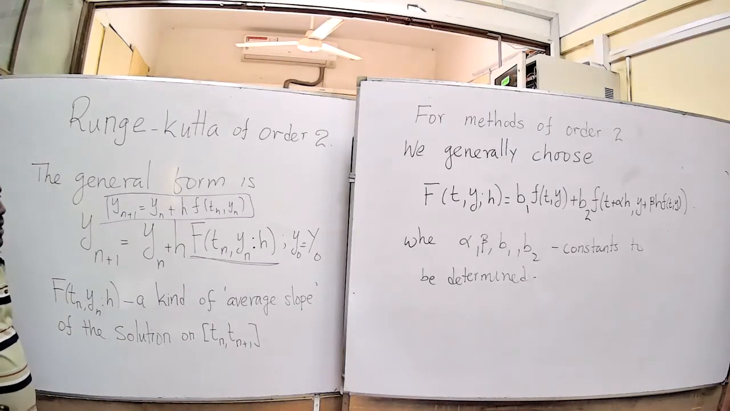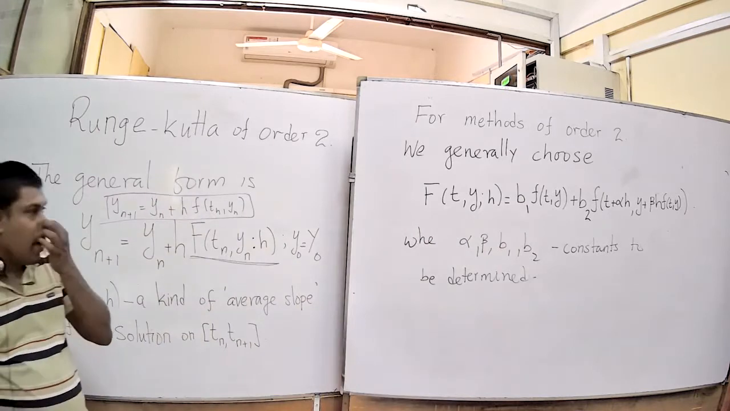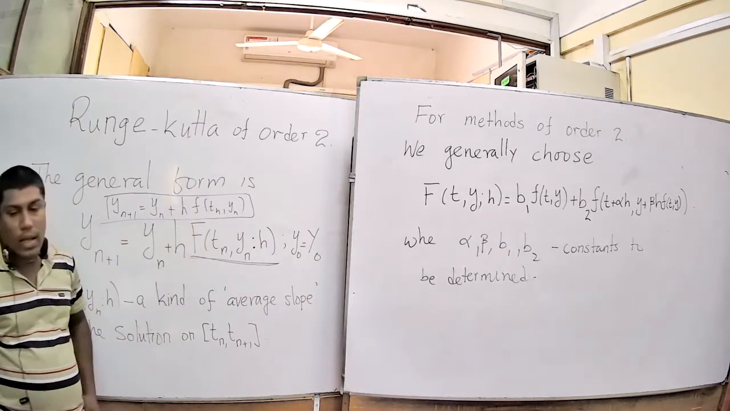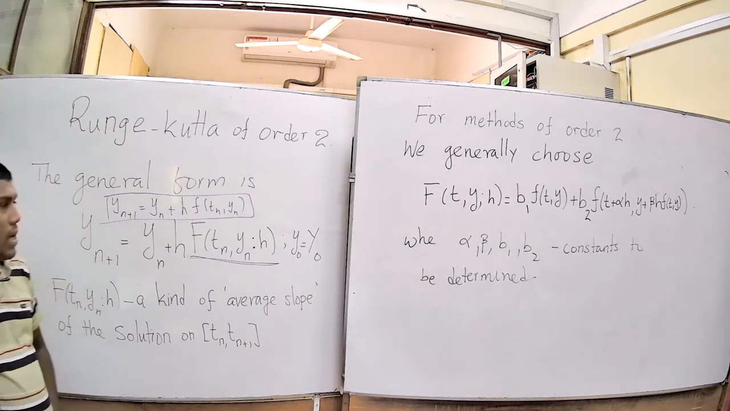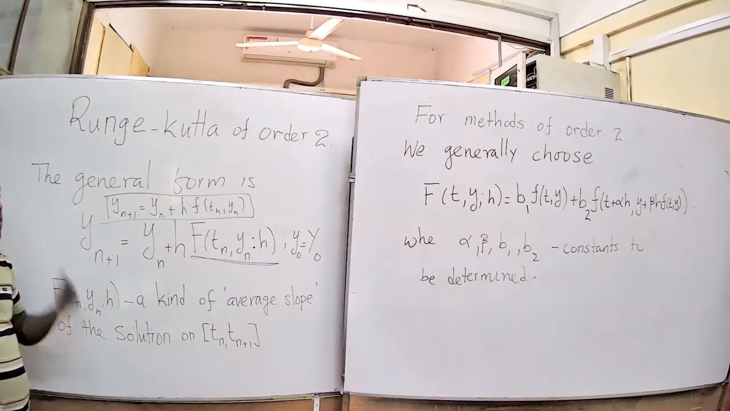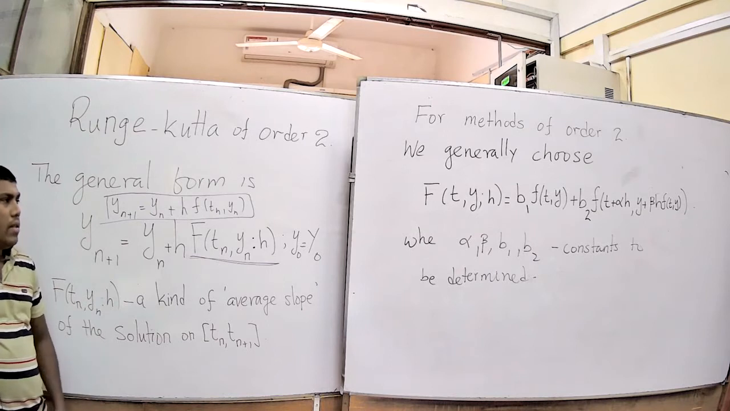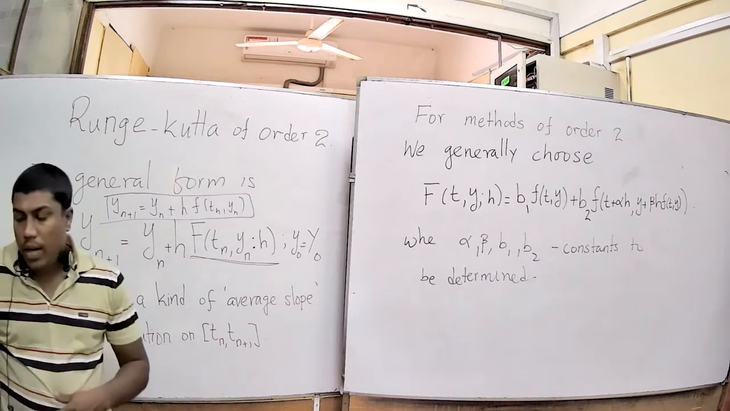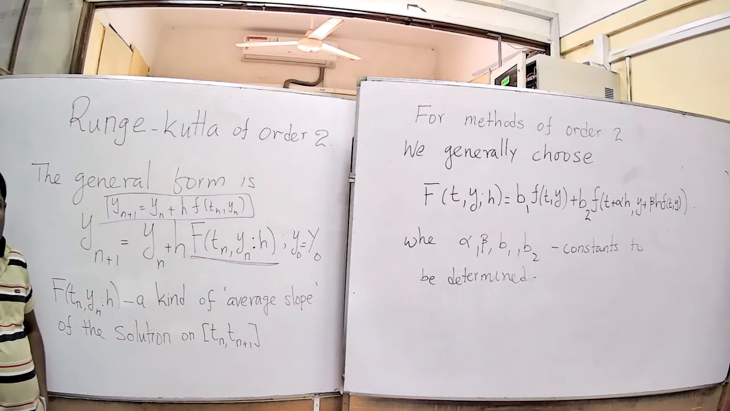So for order 2 method, what we do is we define the function in the following form. That is b1 times f of t comma y. That is what you usually have in Taylor's expansion, so Euler method, with b1 equal to 1. Now this time you put an extra coefficient b1 and then b2 with f of t plus alpha h, where alpha is again a constant which has to be determined, and y plus beta h f of t, y. So you can see that it is kind of an average slope. This is how we define the Runge-Kutta method of order 2.